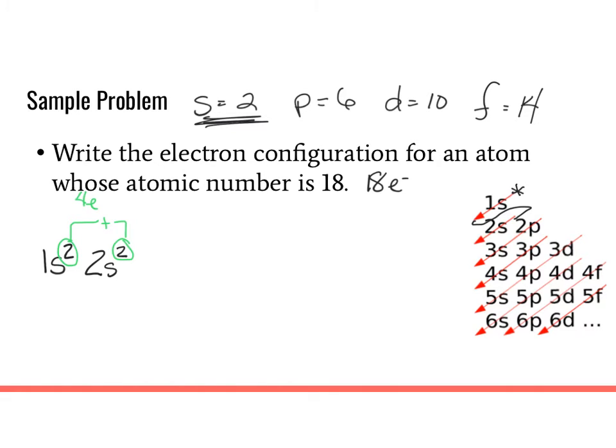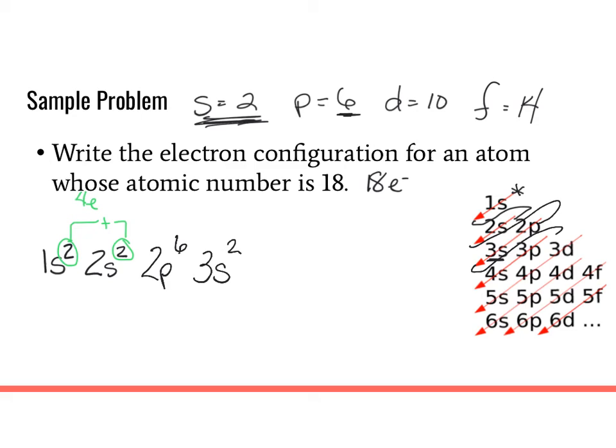So now I'm going to go up to the 2p. I can go 2p, and now I can fit 6. So if I count these up, I have 6, 7, 8, 9, 10 electrons. I still need 8 more, so I need to keep going. Next, I'm going to go to the 3s. 3s, and I know I can fit 2 there. Now I have accounted for 12 electrons. That's awesome, but I still need more.